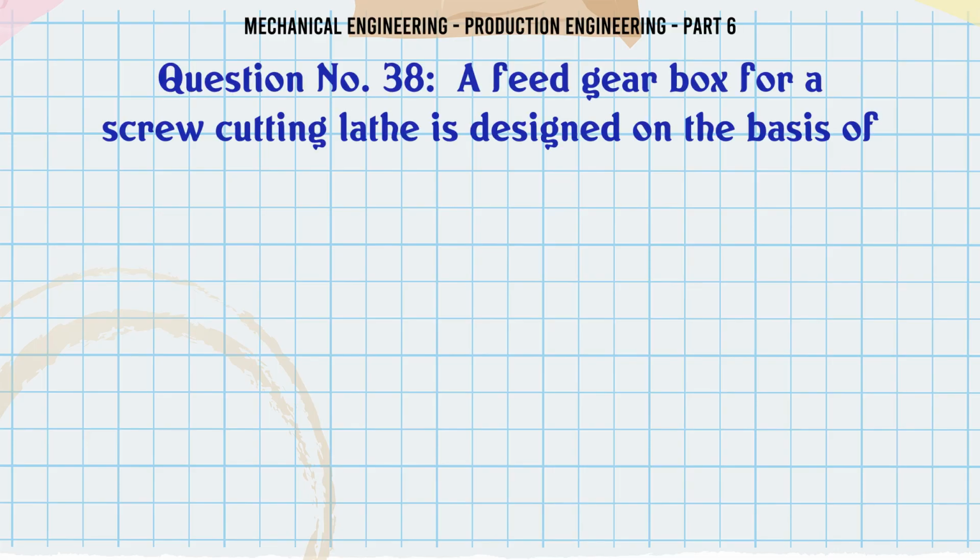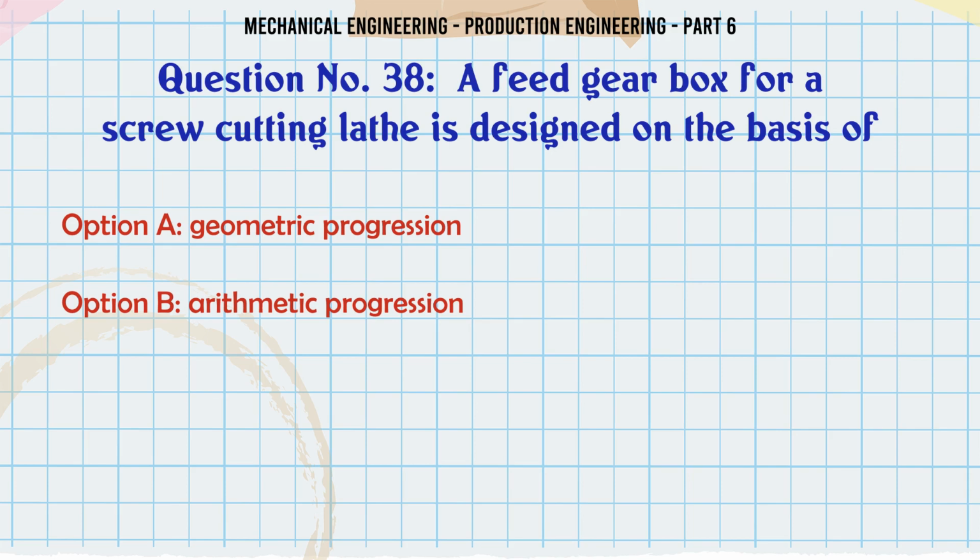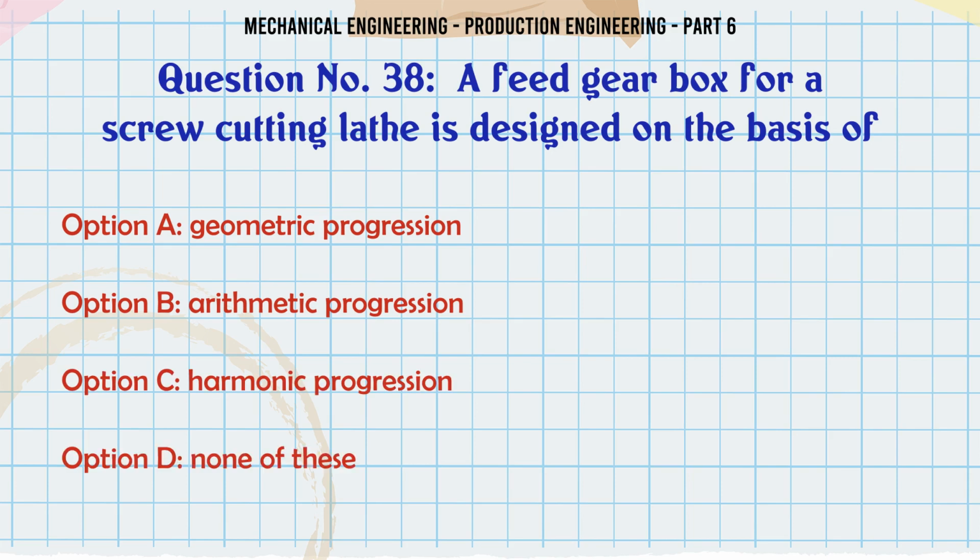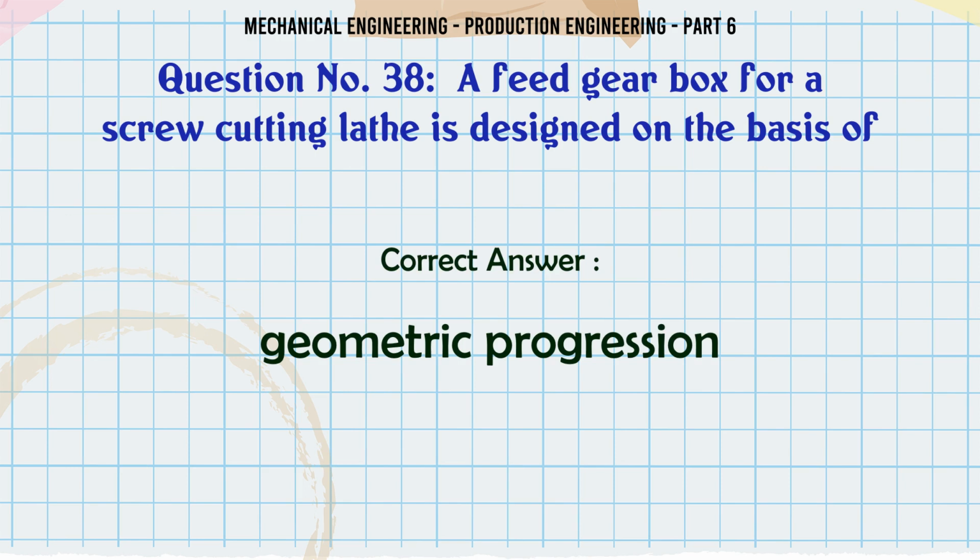A feed gearbox for a screw cutting lathe is designed on the basis of A. Geometric progression. B. Arithmetic progression. C. Harmonic progression. D. None of these. The correct answer is geometric progression.